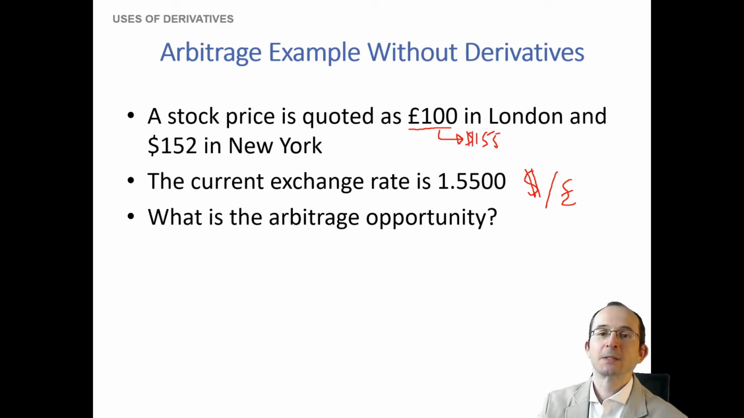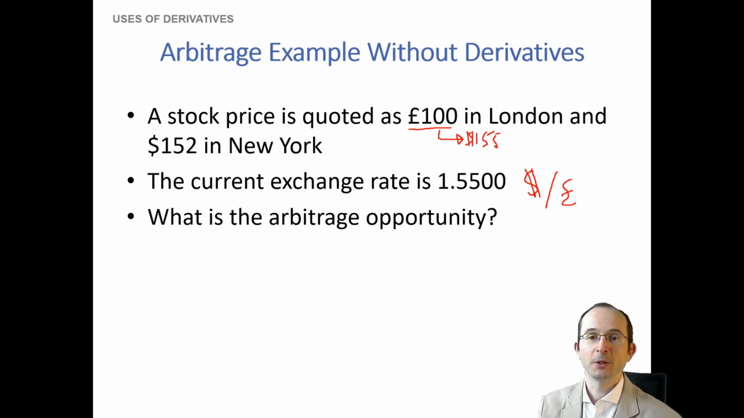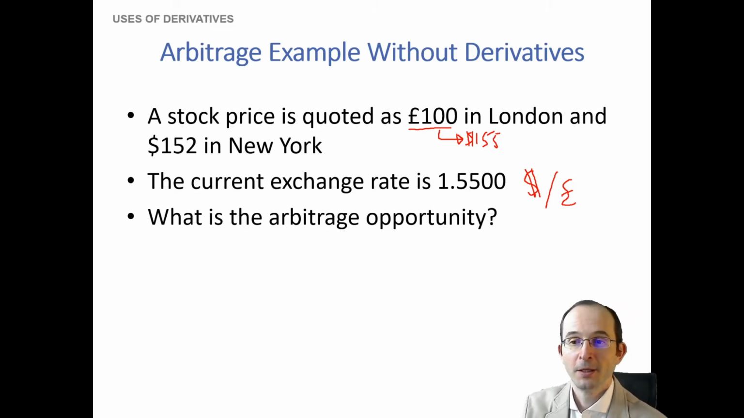Now there's transaction cost potentially, so maybe this isn't quite what we expect it to be, but let's say we'll ignore transaction cost for the time being. If we use this exchange rate to convert pounds to dollars, we can buy the same stock for $155 in London as we could for $152 in New York. So it seems like there's a mispricing.